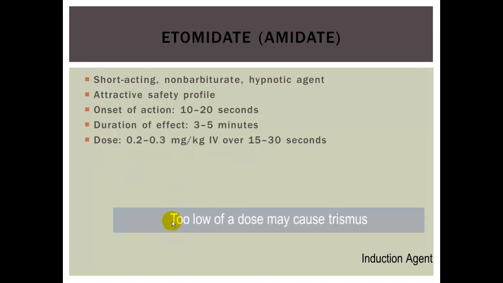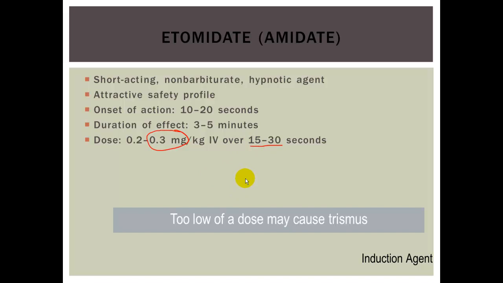Etomidate, or Amidate, is a short-acting non-barbiturate hypnotic agent. This has a nice effect of depressing their CNS to the point where they can no longer load memory. Attractive, safe profile. Onset of action is about 10 to 20 seconds. Duration of the effect is about 5 minutes. Dose is 0.2 to 0.3 milligrams per kilogram. Most standard dosing is 0.3 milligrams per kilogram, and we want to give it over about 15 to 30 seconds.